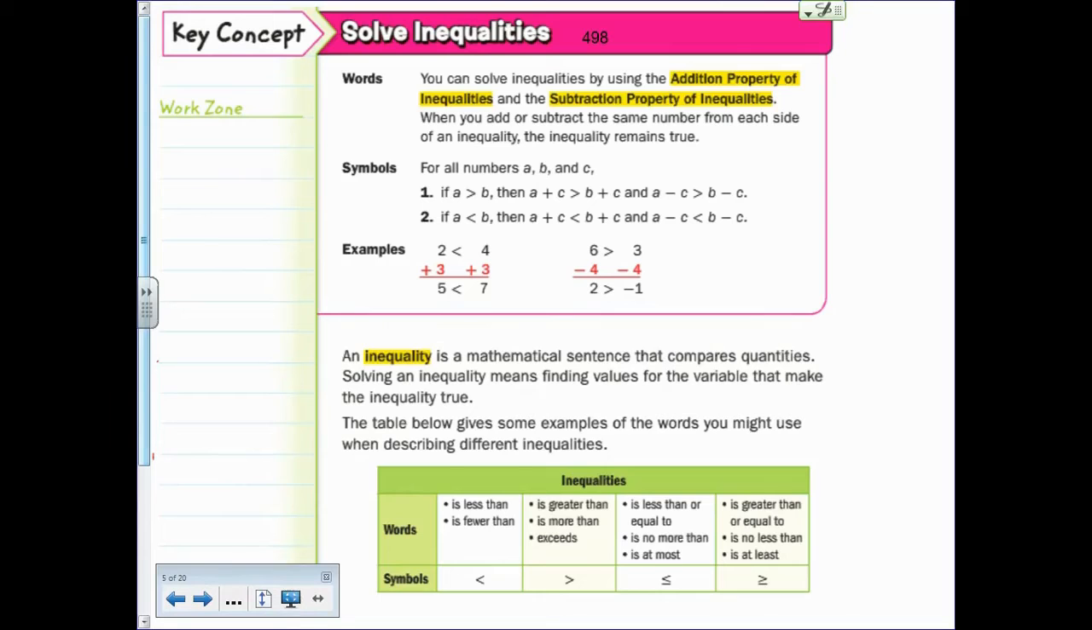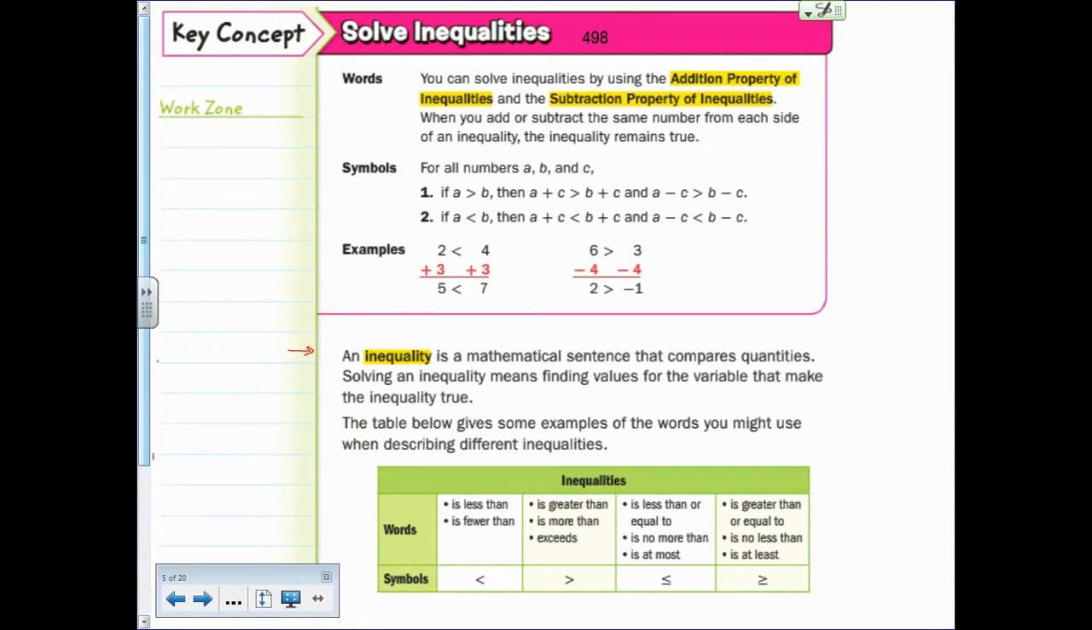All right, now we're going to move away from equations into solving inequalities. An inequality is a mathematical sentence that compares quantities. Solving an inequality means finding values for the variable that make the inequality true. The table below gives some examples of the words you might use when describing different inequalities.